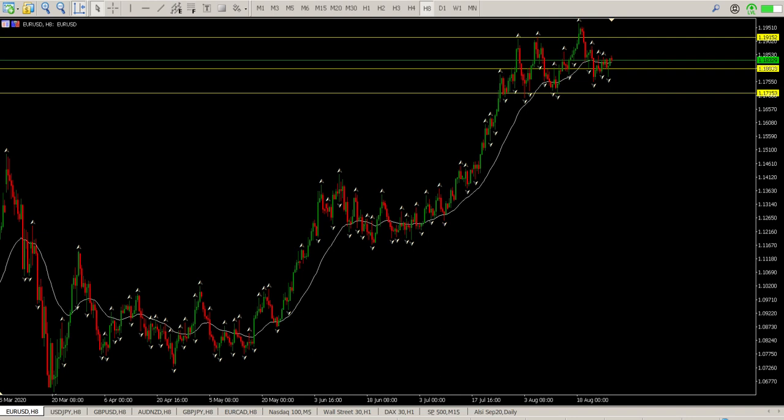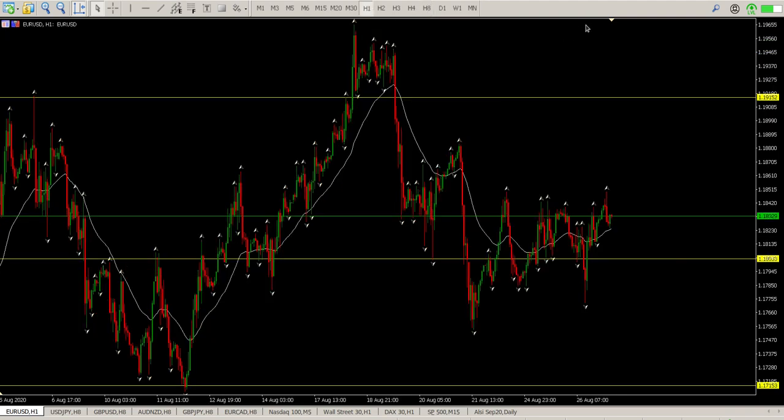So, Euro USD. The Euro USD is still going nowhere. We are still hovering right in the middle of this range. Remember, the upper level that we're looking at here is 119.152. The lower end of it is 117.153.